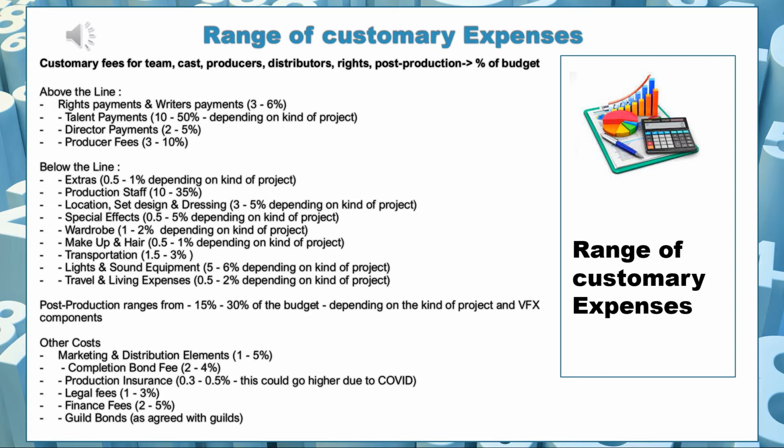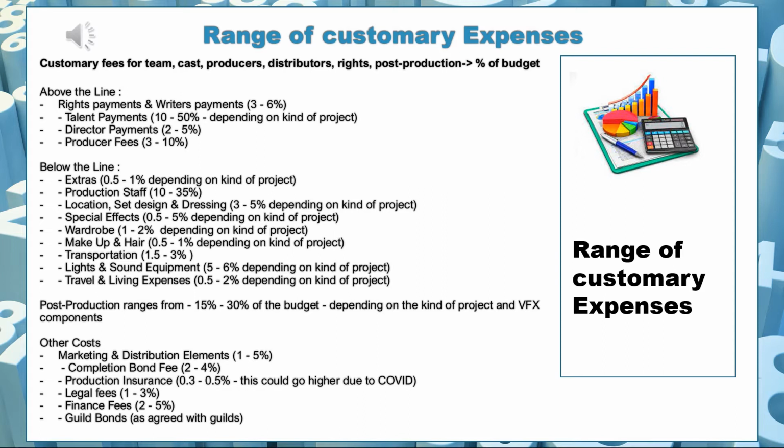Below the line includes extras. I've seen it to be anywhere from 0.5% to 1%, depending again on the kind of project. The production stuff can be 10 to 35% of the budget, again, very much depending on the kind of project. I'm working on a project right now, which is a television show where the production staff is actually over 60%. So it really depends on what you're producing.